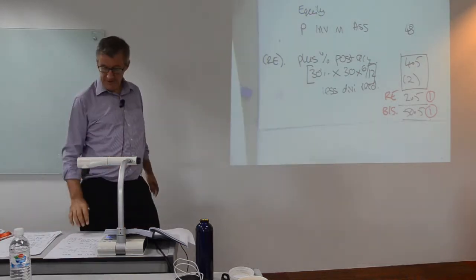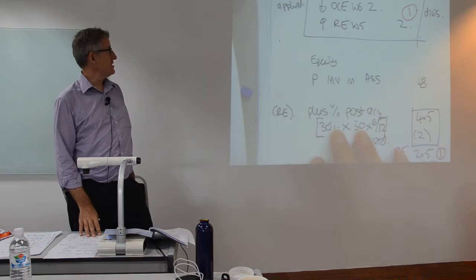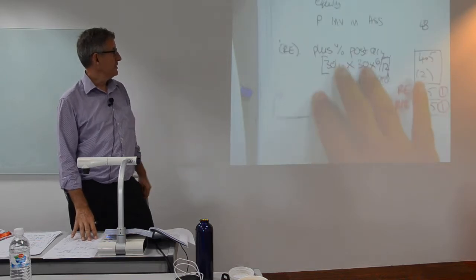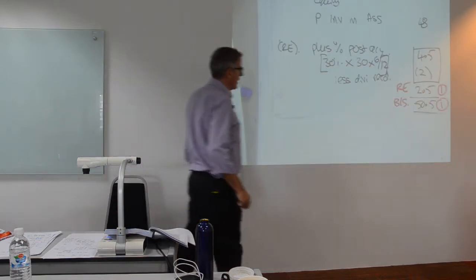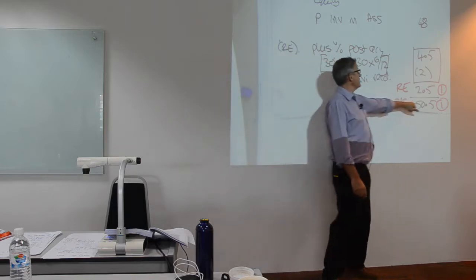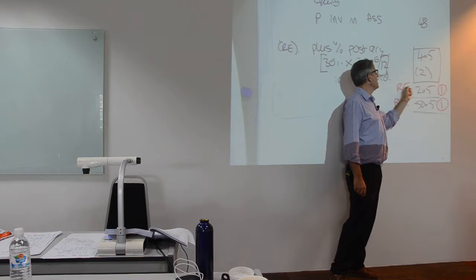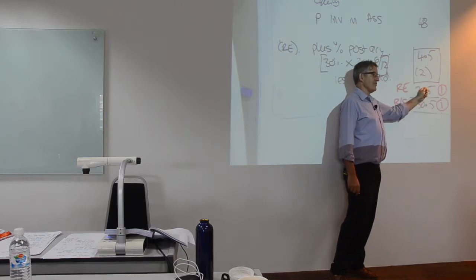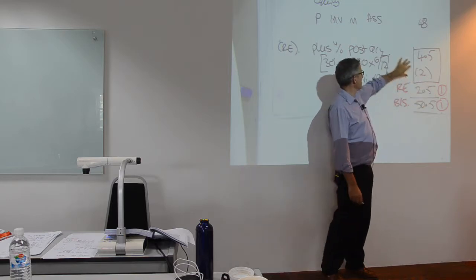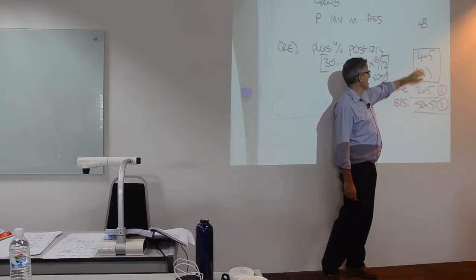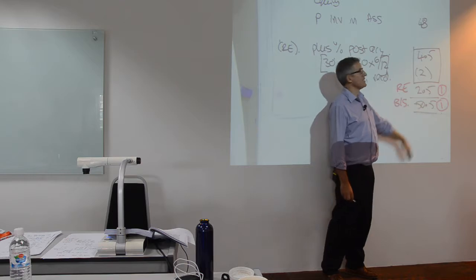So 1 mark for correctly sorting out the dividend, half a mark each, 2 and 2. 1 mark for showing a figure on the balance sheet of 50.5, half a mark if you show a slightly different figure. 1 mark for getting the 2.5, half a mark if you show a slightly different figure. So if you make a mistake with the dividend, you can still get half a mark here and half a mark here.